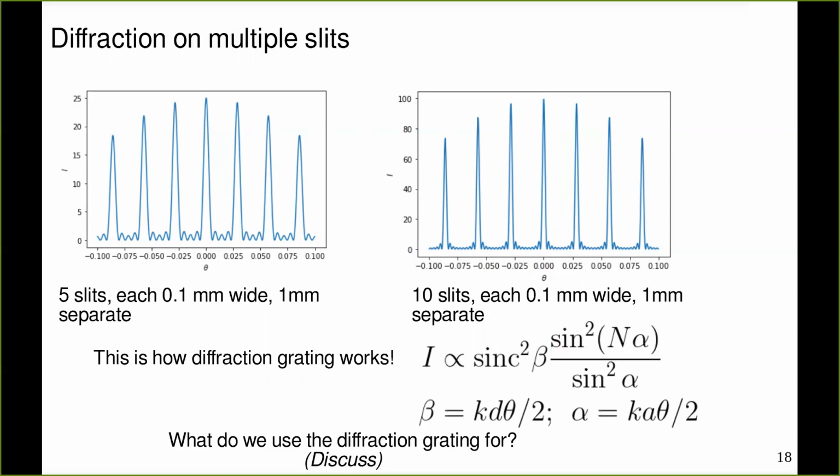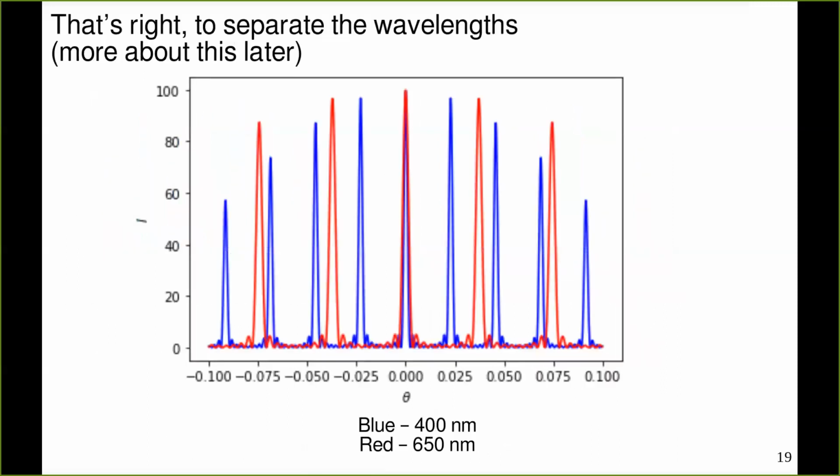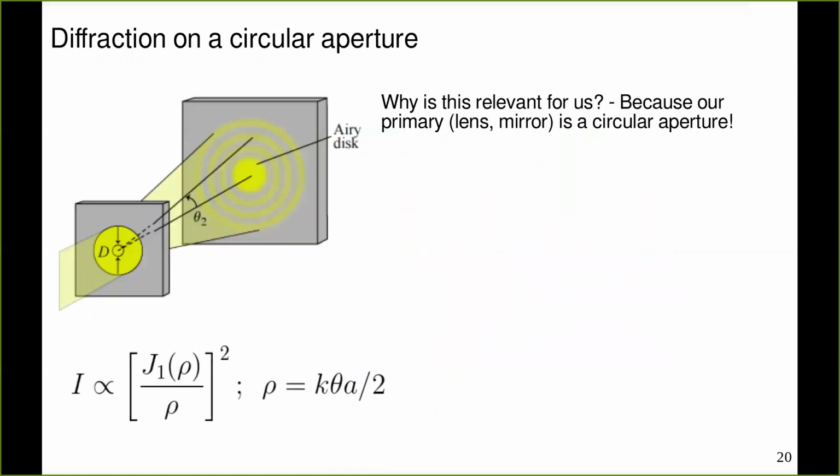Exactly. And I just put this here to show that we can exploit diffraction in some way. Here we are using the wave nature of the light to design an instrument that separates the light. However, for the rest of the class we're going to talk about diffraction as a nuisance and a problem in our telescope. So here we're going to talk about diffraction by a circular aperture.